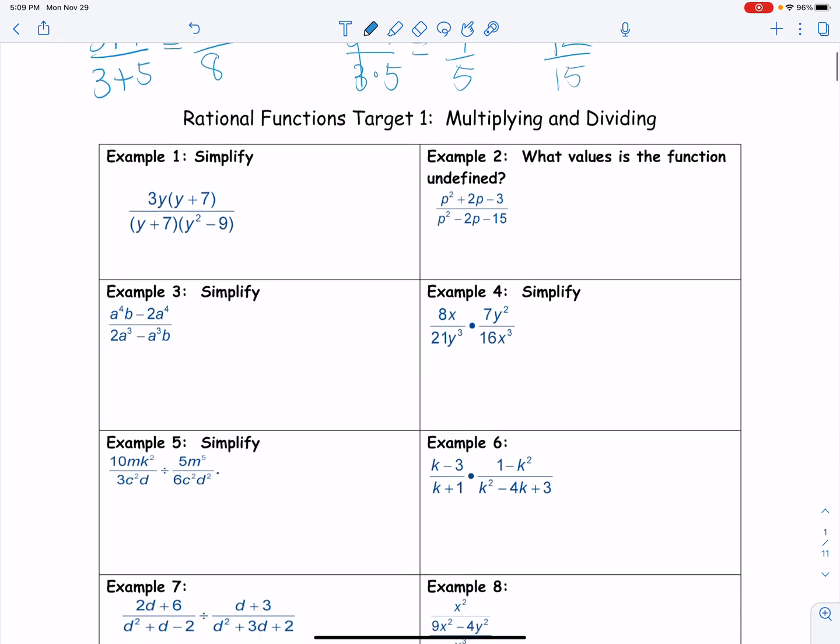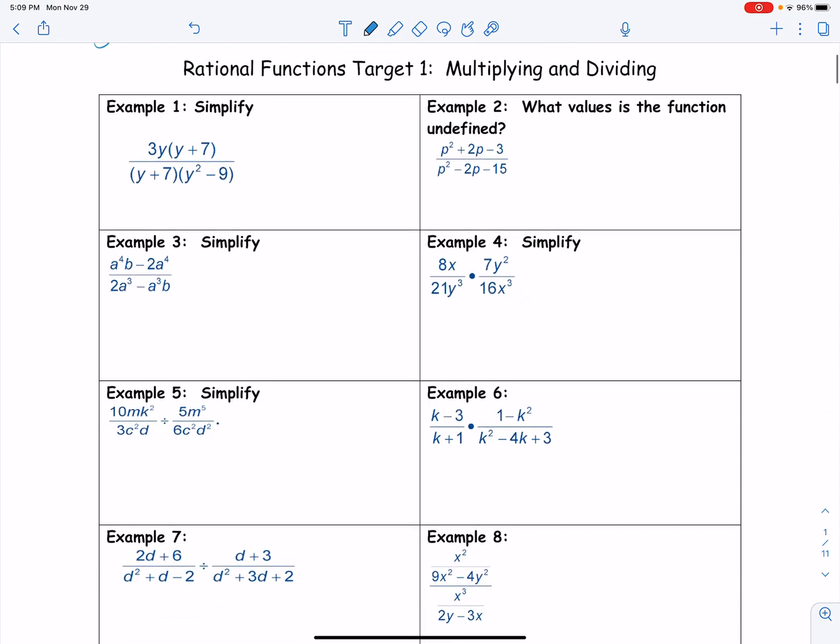So if you look at example 1 here, we're all going to be multiplying. So you end up with 3y divided by y squared minus 9. Now let's talk about what y squared minus 9 is. That is y minus 3 and y plus 3. And so you can't cancel 3 times y with 3 minus y. You don't know what y is, and multiplying by 3 does not do the same thing as adding or subtracting. So that would be your final answer.